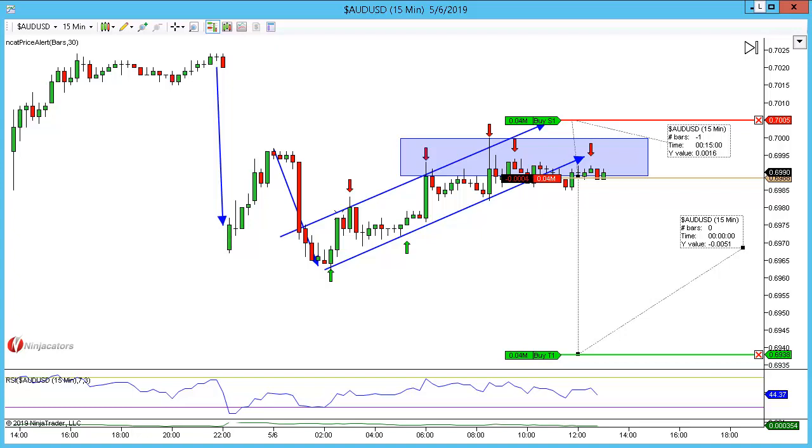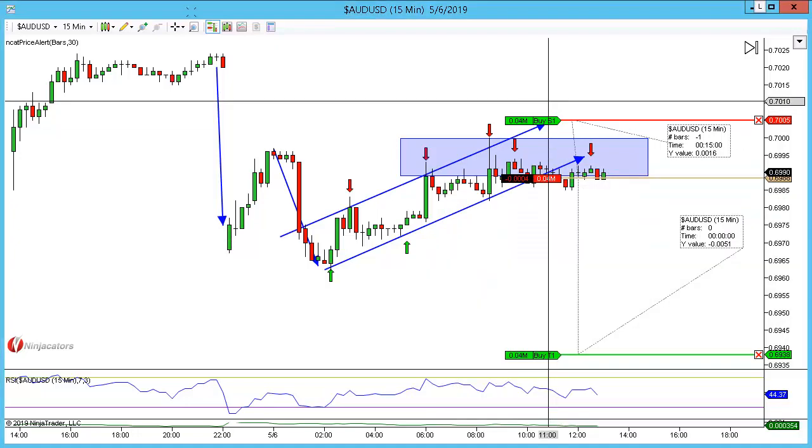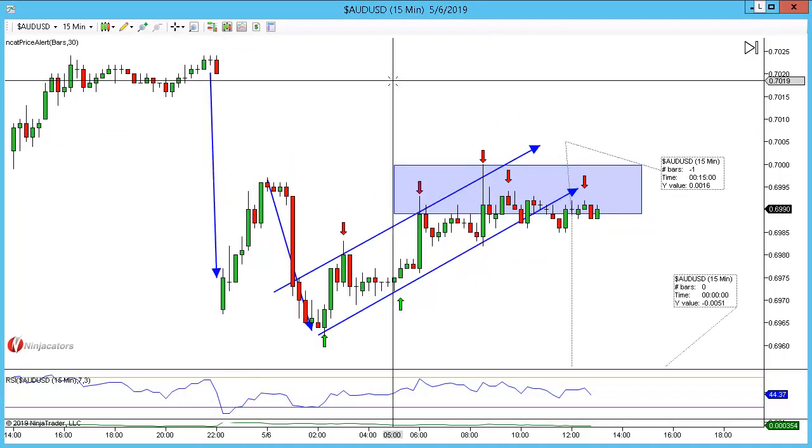We're on the Aussie dollar 15-minute time frame, and we have a trend continuation trade using the breakout of a channel and a double or triple top, if you class it as that. So risking here 16 pips for 51. Let's go and take a look at the higher time frame.